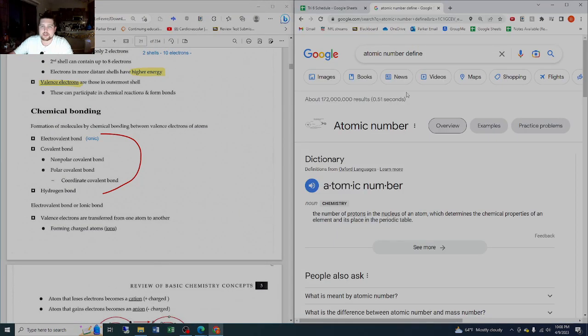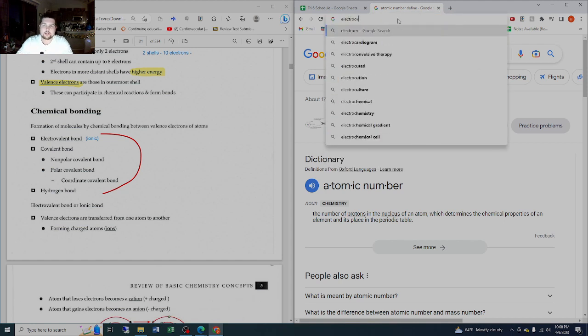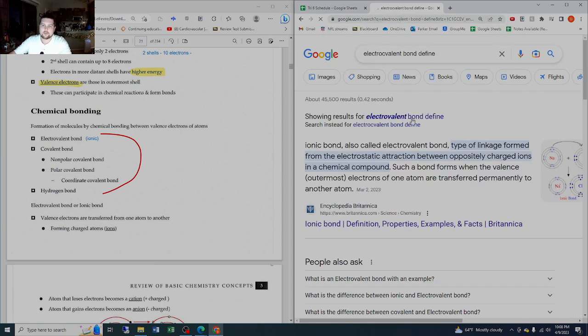So if we want a specific definition for electrovalent bond, define. Ionic bond, also called electrovalent bond, is a type of linkage formed from the electrostatic attraction between oppositely charged ions. So attraction between oppositely charged ions in a chemical compound. Boom.